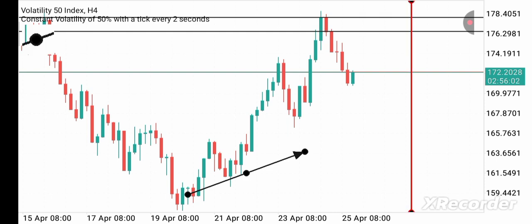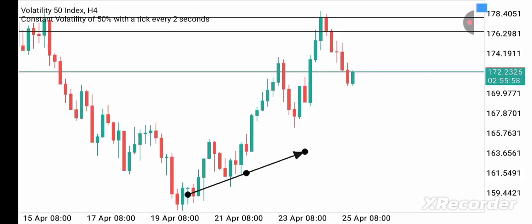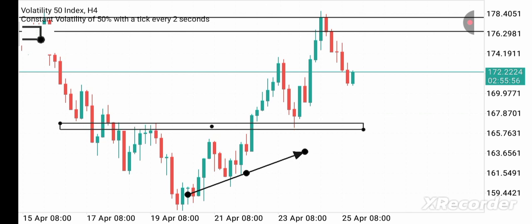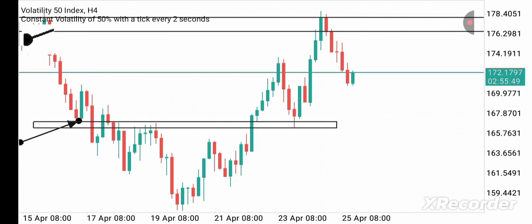Excuse me, this is not what I wanted. Let me get the horizon, the rectangle tool to mark this zone. All right, you can see clearly that this is actually a zone the market had been selling from previously. Market bought from here and also sold from here. We have so many buys here at this point.